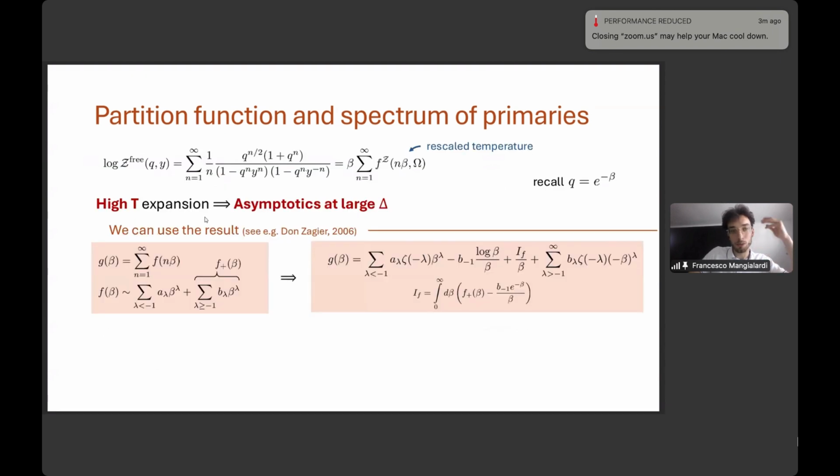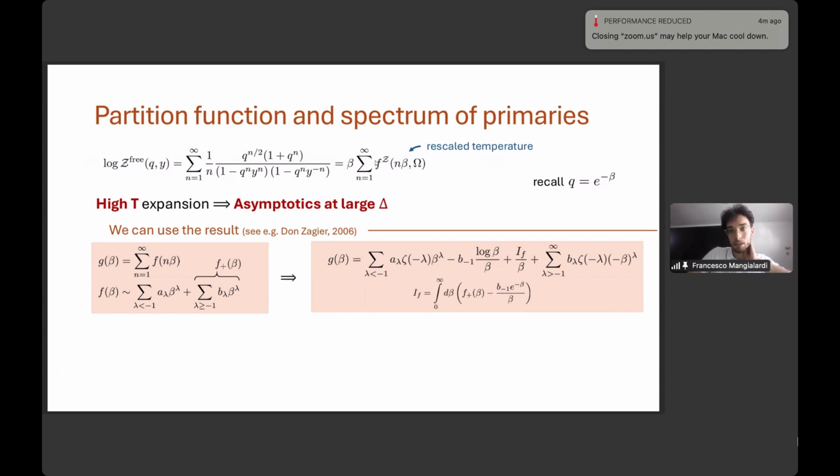And instead, if we move on to the opposite regime, the one of high temperature, from all the discussion that we've done before, we know that this allows us to extract the asymptotic behaviors of the spectrum of the theory. So what we want to do is to find a high temperature expansion of our free theory partition function. And to this purpose, we can observe that our formula for the log of Z free is of a very simple type. In fact, it can be expressed just as a series over the same function f, just with a rescaled value for the temperature.